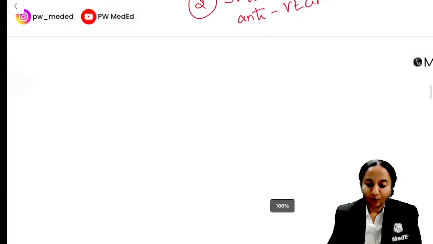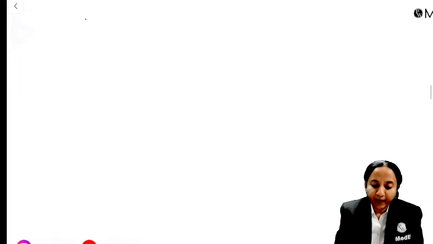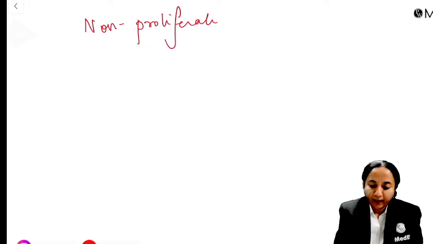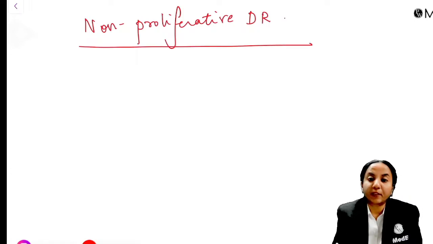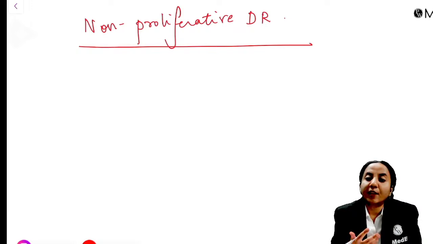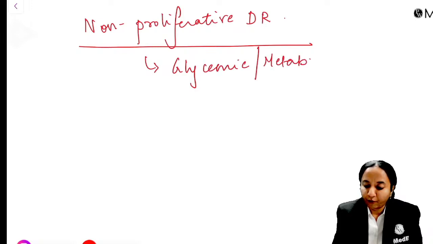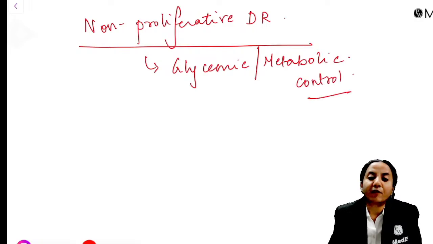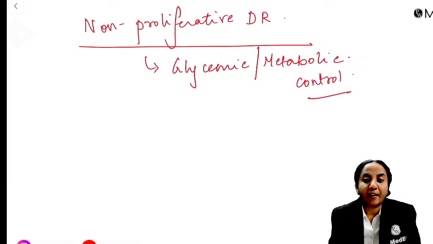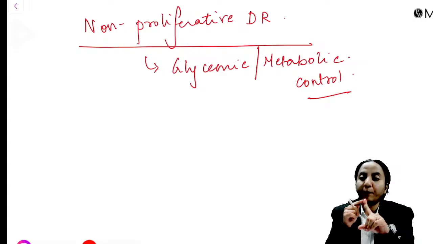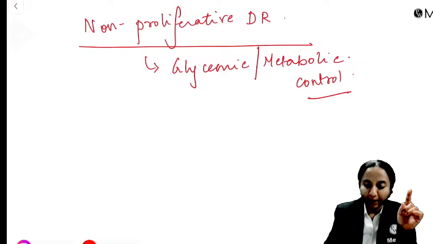Okay, now if I ask you what is the treatment for NPDR, if I say that it is non-proliferative diabetic retinopathy, if we say that the patient is having non-proliferative diabetic retinopathy, then what is the treatment? For this stage, there is no ocular treatment. The treatment here is glycemic and metabolic control. Glycemic and metabolic control is the treatment. So here the treatment is going to be only glycemic and metabolic control. Here we are not going to do any kind of ocular management. So I will just repeat this once more. For NPDR, no ocular treatment, only glycemic and metabolic control.